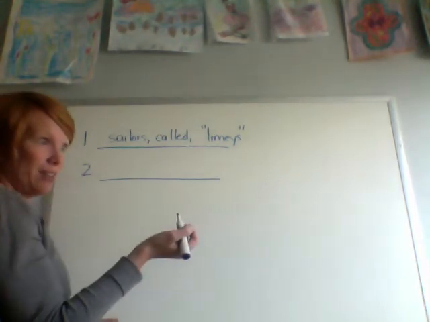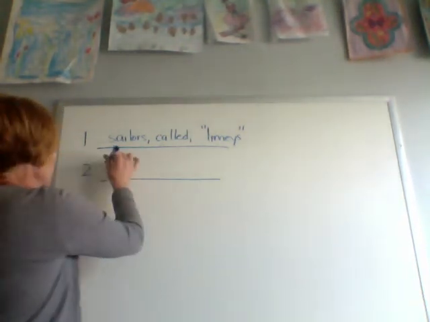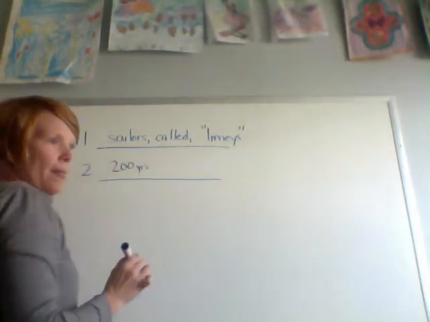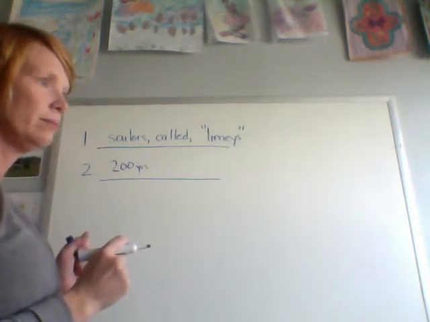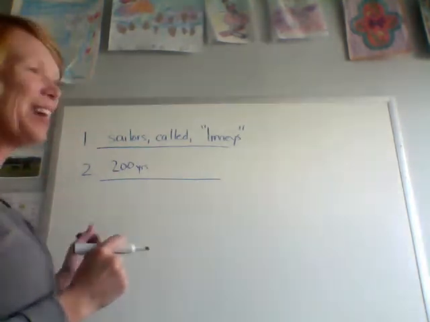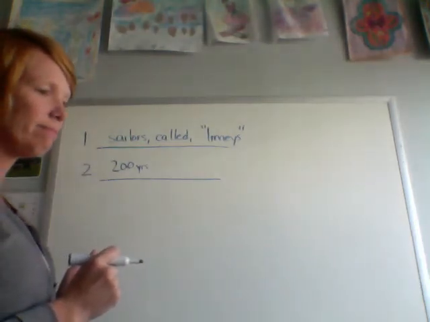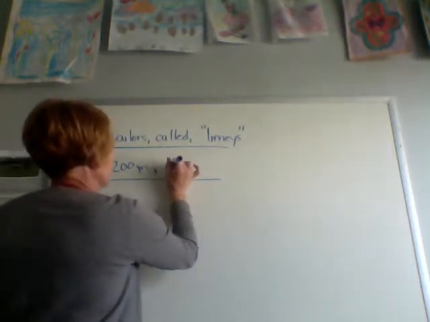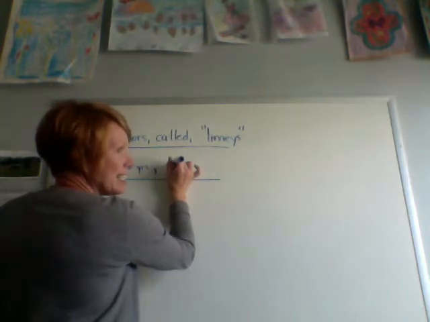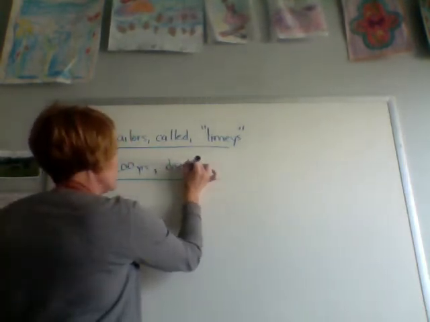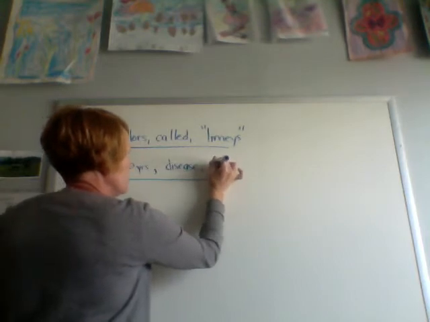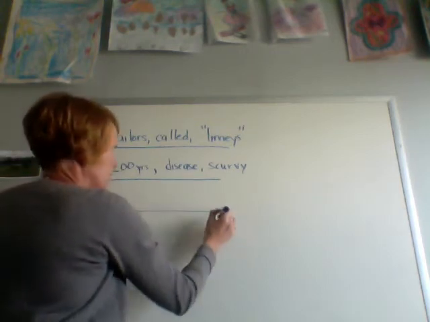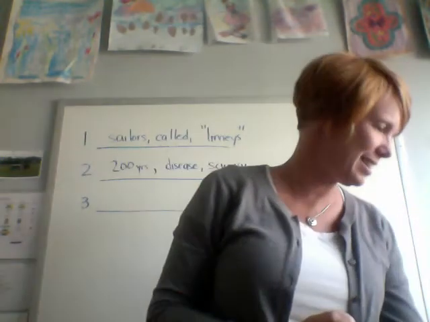We get to use a number. 200 years. Abbreviation. Yep, abbreviation. Getting sick. Well, what kind of sickness? Yeah, disease. What kind of disease? Called scurvy. Scurvy. Good. That's an important word, right? Scurvy. Okay, and then let's do one more sentence.